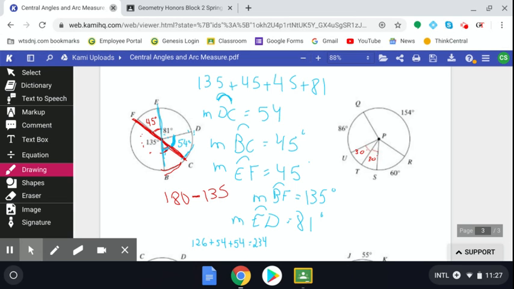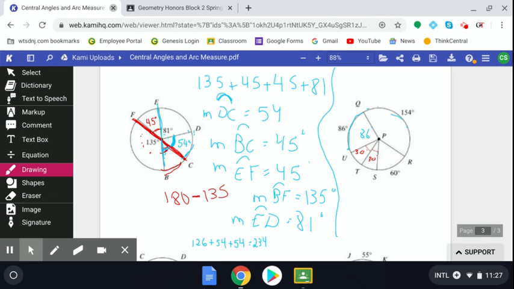Vertical angles are always equal. Half a circle is 180. So for this one over here, they told you that this arc is 86, which means this angle here is 86 because it's a central angle. This arc here is 154. This arc is 60. All around the circle is 360.